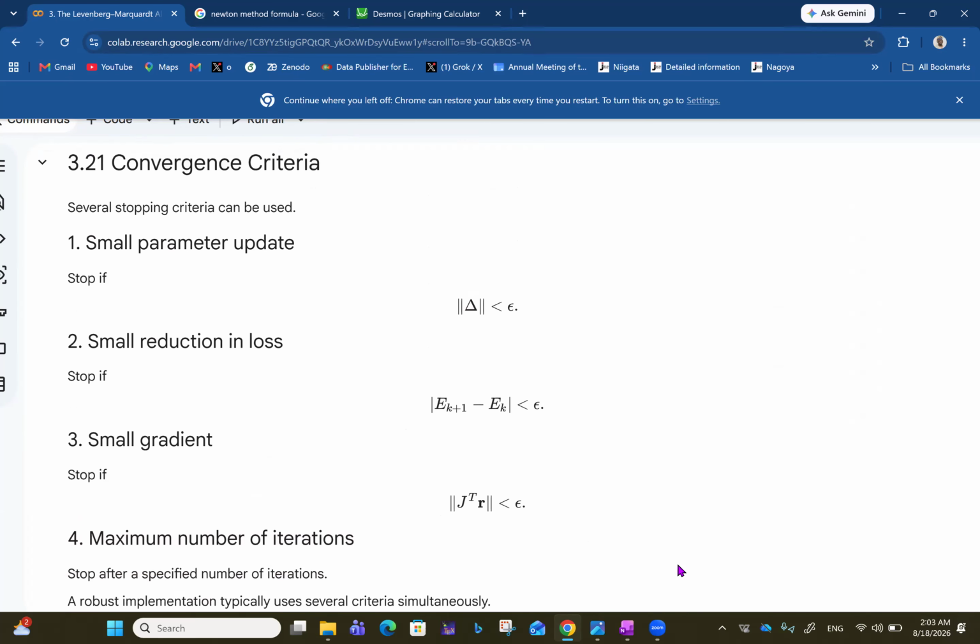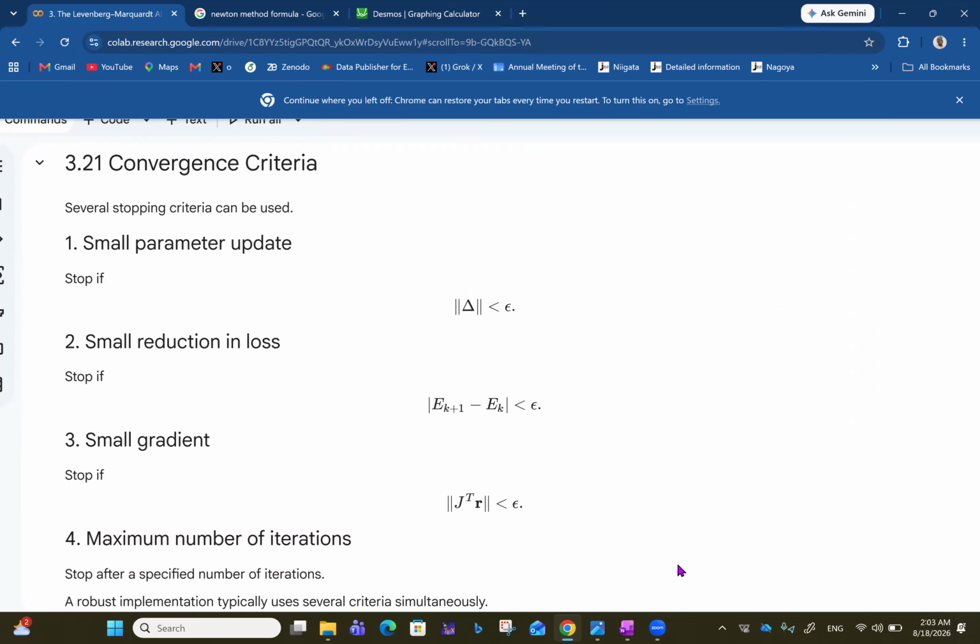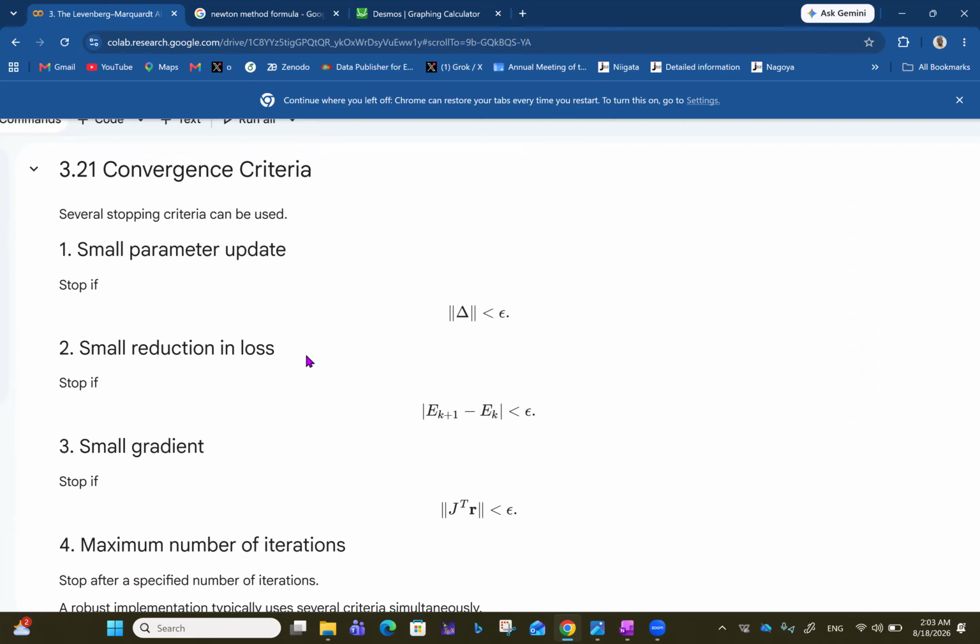Now talking about convergence criteria. Several stopping criteria can be used. You have small parameter updates: you stop if the absolute value of delta is less than epsilon, your tolerance limit. Then small reduction in loss: you may also decide to stop if the difference between the previous loss and the current loss is less than a particular epsilon. Or small gradient: you can stop if the norm of the gradient, the norm of J transpose R, is less than epsilon.